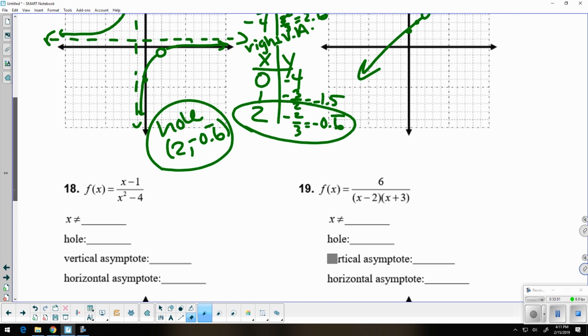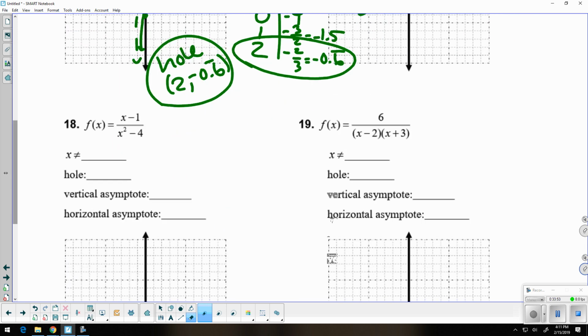Okay? I got a couple more left here. So here's the next one. Let's see, this one's going to be a little bit more complicated now that I'm looking at it. That's okay. It might be good for you guys to see this problem. So factoring, you have x minus 1 on top. The bottom, x minus 2, x plus 2. All right, 2 undefined values, 2 and negative 2.